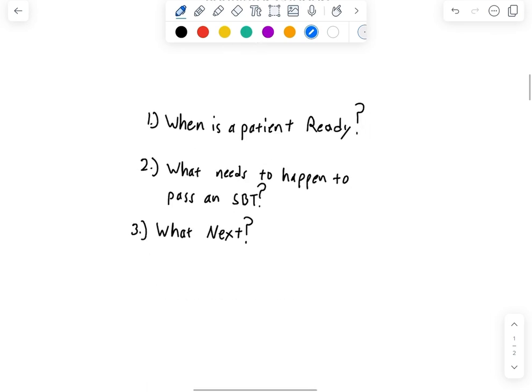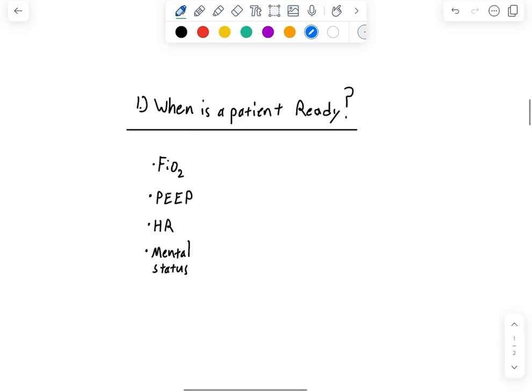So that brings us to the next set of questions. We know that an SBT is important to wean a patient off a ventilator. So the next things we need to understand before we move forward is one, when is a patient ready to even take an SBT? Two, what needs to happen to pass an SBT? And then finally, what do you do next after they have passed an SBT? So let's go ahead and get started here.